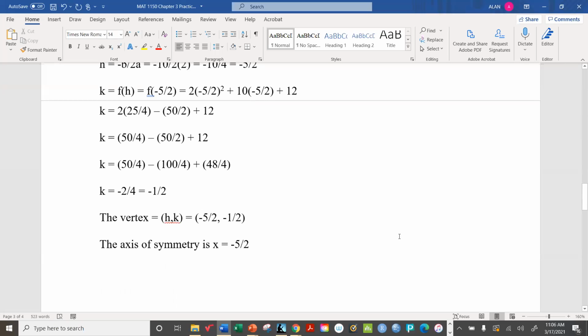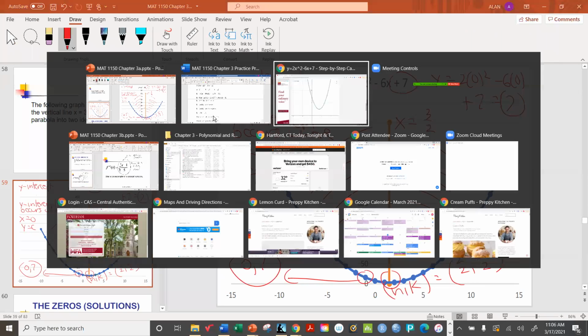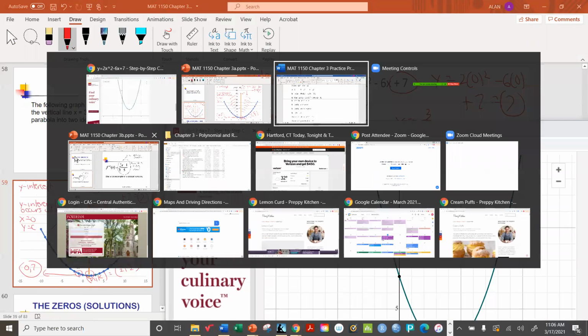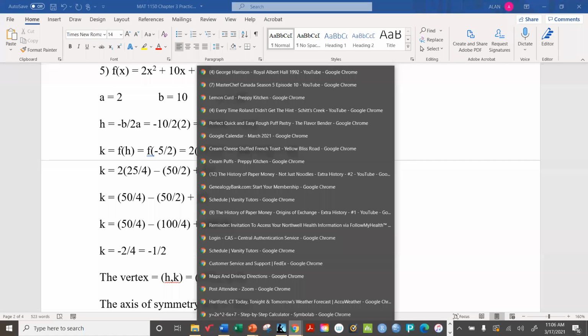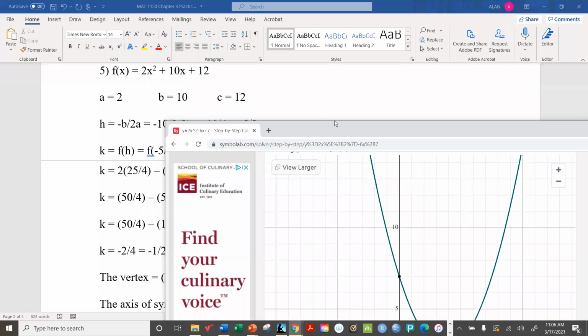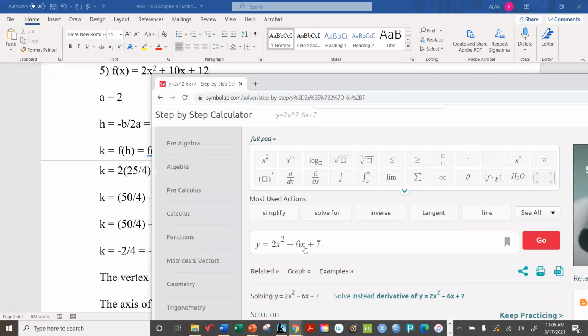Now, I think since we have access to it, we may as well go take a peek at this in Symbolab just to see what it actually looks like. And you'll see that it lines up with what we've been doing here. So let's go take a shot at that. Good old Symbolab. What would we do without it? All right, so this time we need 2x squared plus 10x plus 12.